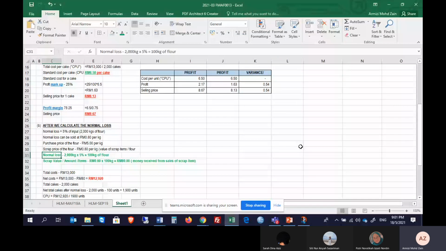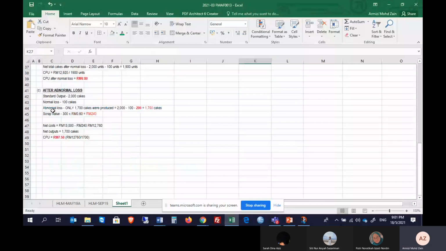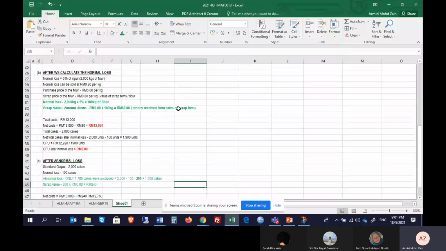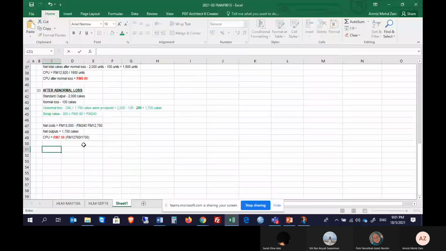Abnormal loss dah kat sini dengan kat sini. Okay. Dah. Okay. So soalan lagi adalah average finished good. Okay. Cost for finished goods tu barangannya RM7.50.